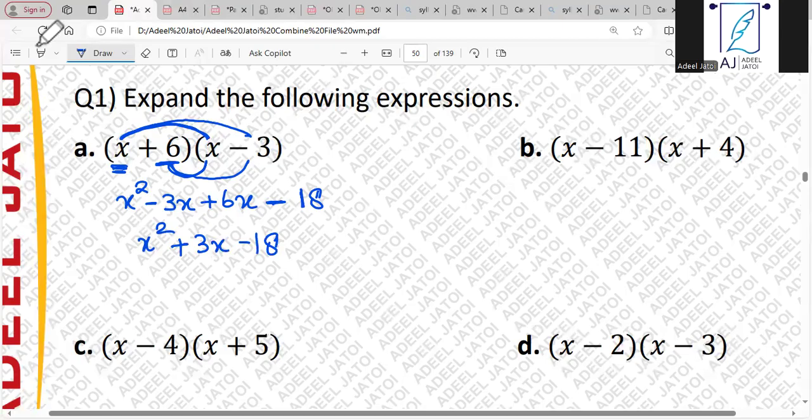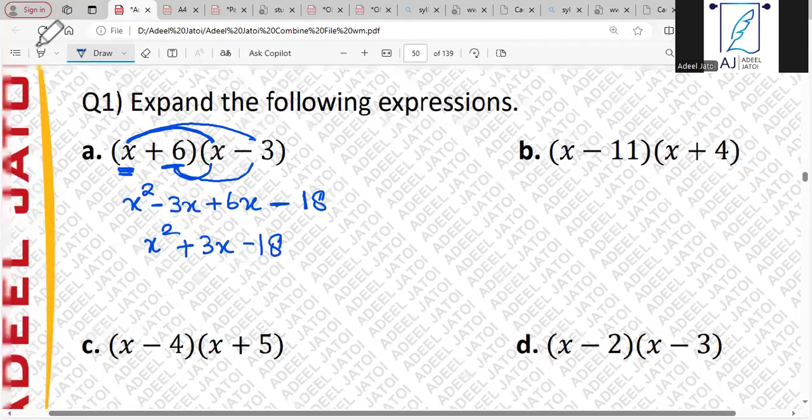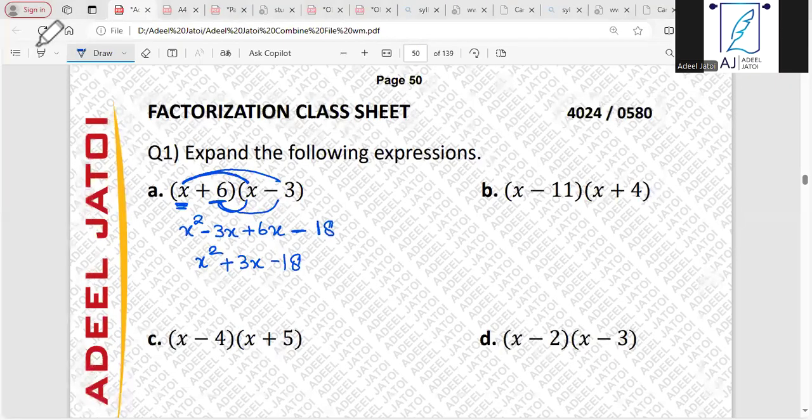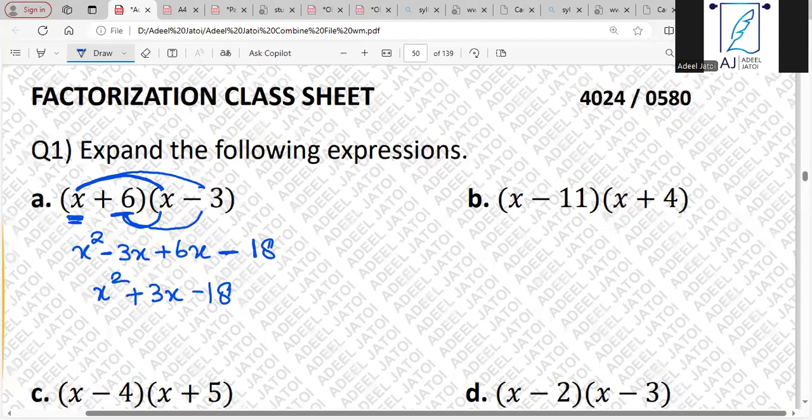I hope that it is clear. Let me know in the chat, please. Perfect. Thank you, Ryan. Thank you, Shayan. What about others? Is it clear? Let me know. Okay. I want you to attempt part B now.